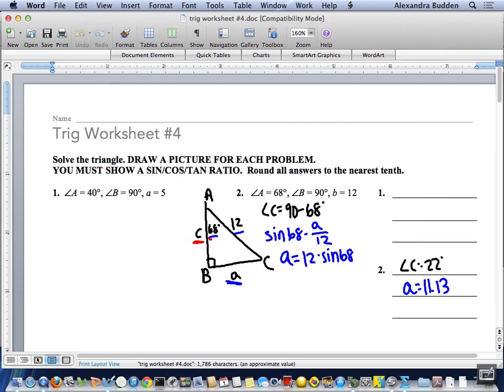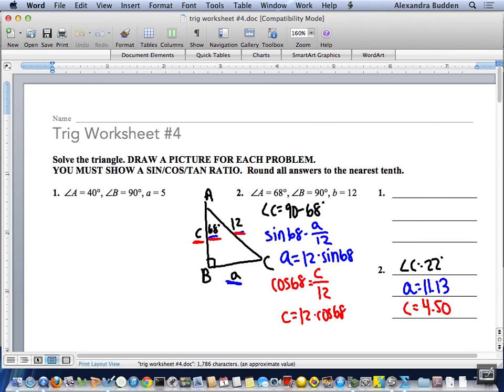Next, to find C, I'm going to use the 68 and the 12 again. This time it's cosine. So cosine of 68 is equal to C divided by 12. So C is equal to 12 multiplied by the cosine of 68 degrees. I get C to be 4.50.